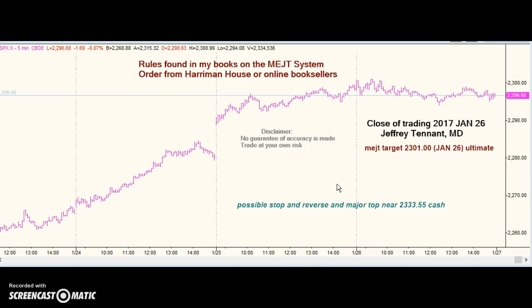We said yesterday that we looked for most commonly a gap outside of the day's range and next most commonly closing little change. Actually, each of those things happened. We have a new MEJT target of 2301.00. It's ultimate, so there's no particular time frame, but usually you don't have to wait long.